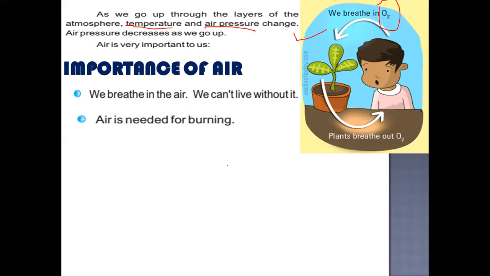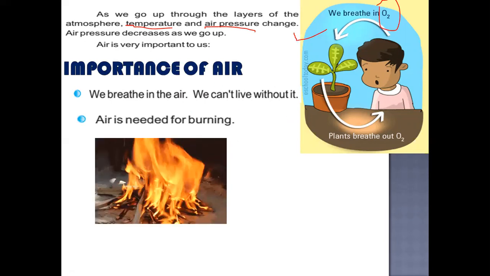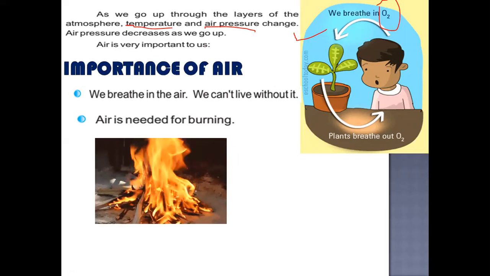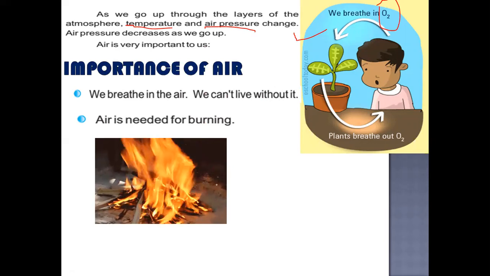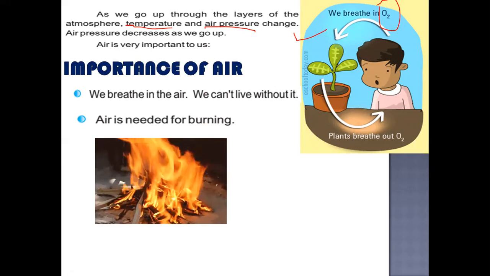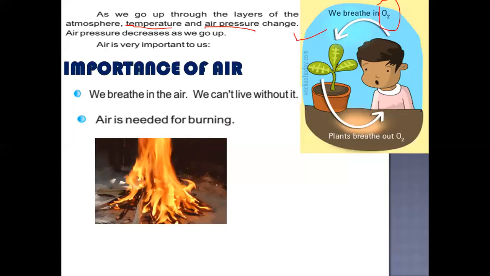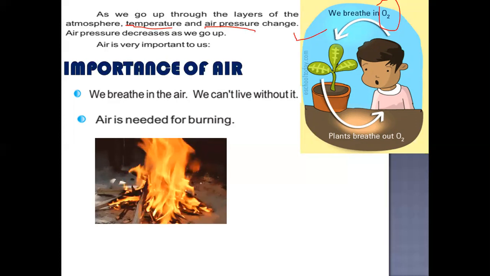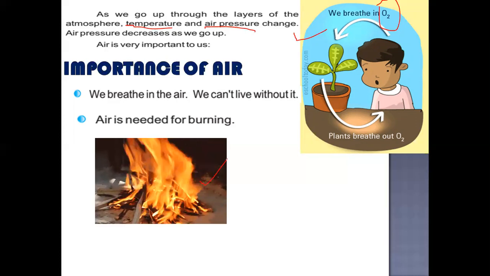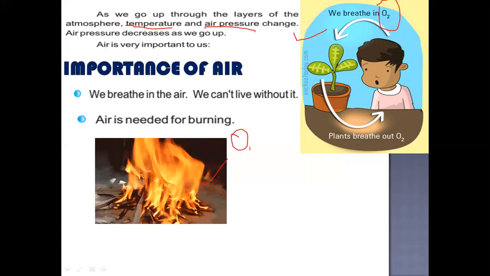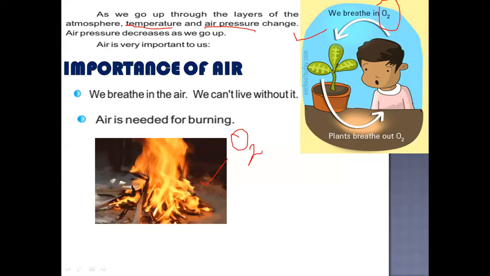The next use or importance of the air is that it is needed for burning. Everything which we burn, any fuel and fire, we burn in our stoves for cooking, and anywhere we burn, we need the air. And in the air, we need what? Oxygen. So oxygen helps in burning. We'll see that in the next topic, inshallah.